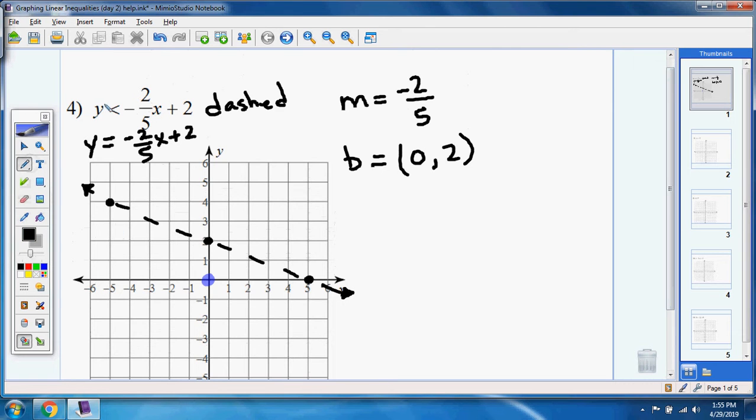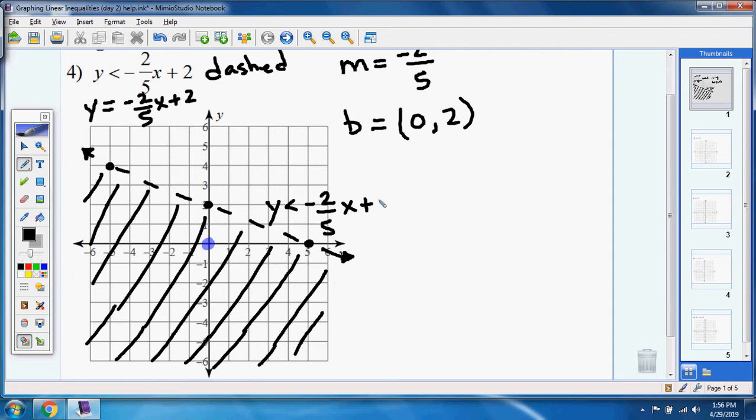All right, so back to our original problem, I'm going to say 0 is less than negative 2 times 0 is 0, plus 2, 0 plus 2 is 2. So it's going to say 0 is less than 2, which of course is a true statement. So that means I shade the side with the origin. So we're doing line segment shading, and we're going essentially to the end of our boxes. And then, of course, putting the original problem, y is less than negative 2/5 x, add 2.